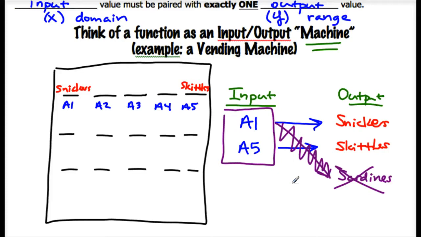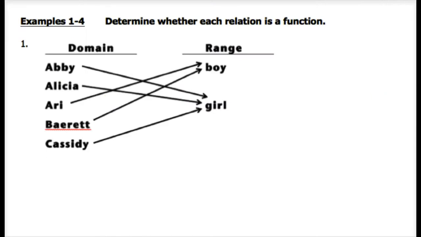So I want you to keep that visualization in mind as we talk about functions. Keep this mapping diagram visualization in mind, because this is what you need to refer back to anytime you're trying to determine whether a relation, whether a set of ordered pairs, can be classified as a function. And that's what we're going to do here on the first couple of examples. I'm going to give you some sample relations, just like we saw in the last video, and you're going to determine whether or not these relations are actually functions.